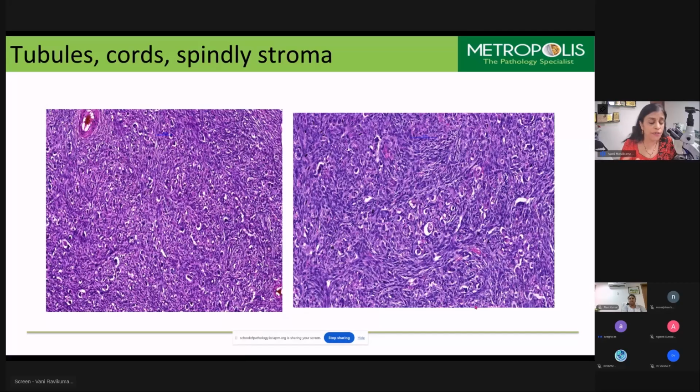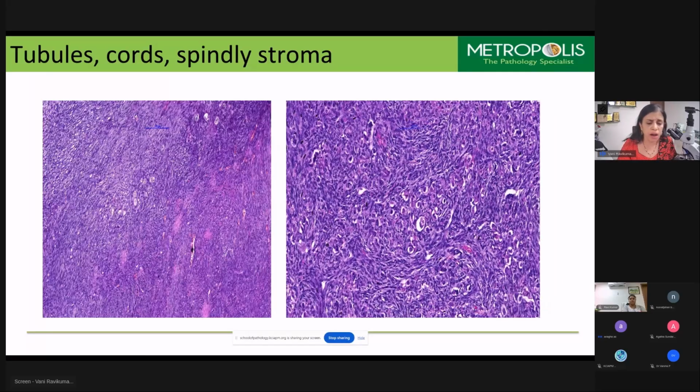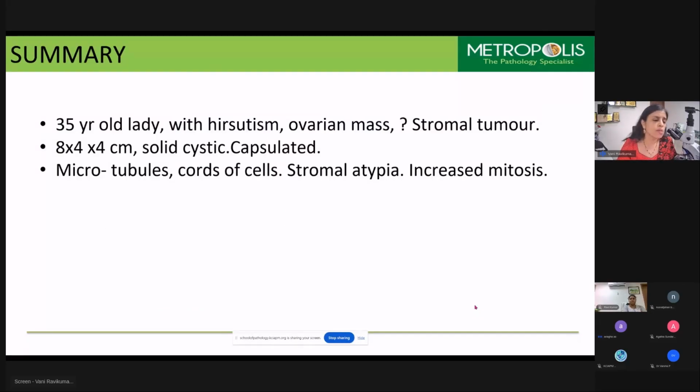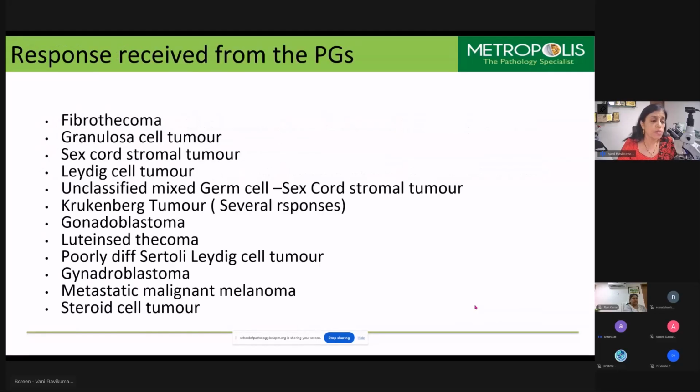It cannot be a well-differentiated Sertoli Leydig, because you would have seen very beautiful, well-formed tubules. Here, tubules were very small, not so conspicuous. The stroma, the spindle cells, were very dark and angry looking, and more conspicuous. Mitotic activity also was seen. So with all this in mind, we thought, okay, what are we dealing with?